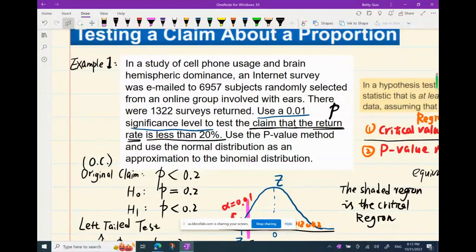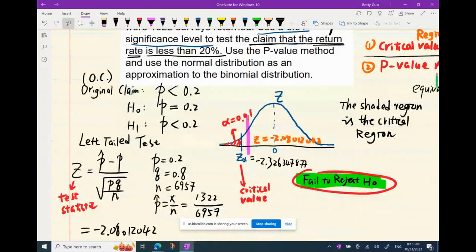Then how do we make the conclusion about the original claim? Let's look at that. We're going to fail to reject the null, right? We decide to fail to reject. When we fail to reject the null, would you support H sub 1, which is the original claim? You fail to reject the null means that there's a chance the null is right. You know what I'm saying? So you say we have no sufficient evidence to support the original claim.